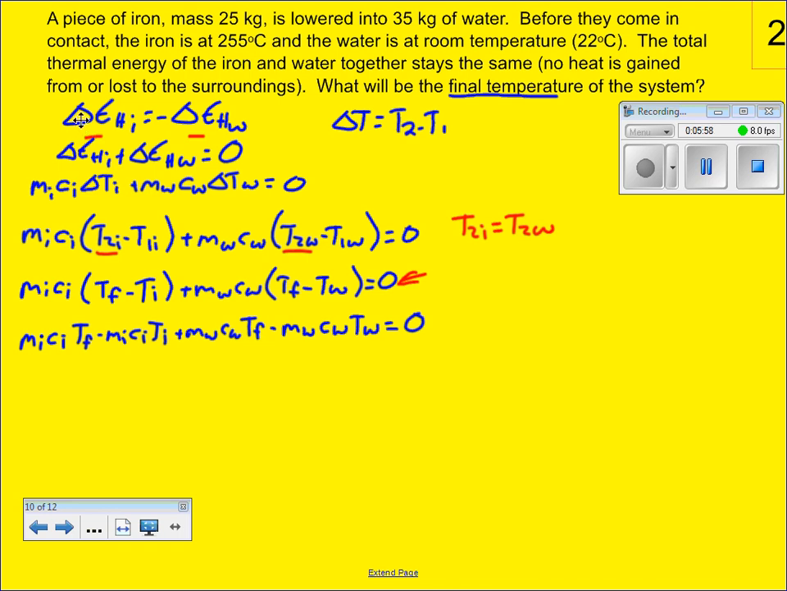So I'm going to circle them here so you can see them, or underline them in red. There's the one term with TF, there's the other term with TF. And you'll notice that the other two terms are both negative. And we're going to bring those over to the other side of the equation. If they're negative on this side, they become positive on the other. So we get rid of all our negative numbers right now.